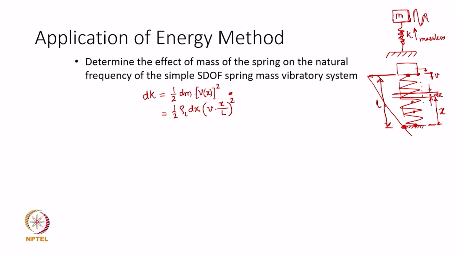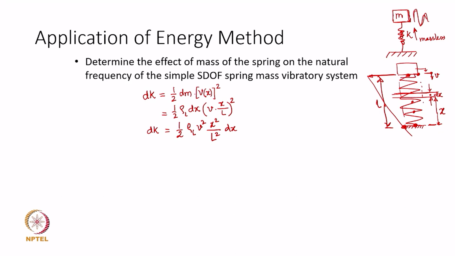And squared, of course. So, this element, a differential kinetic energy. The kinetic energy of this differential element is going to be half of rho L V square x square by L square dx, and this kinetic energy of this small element will keep changing.